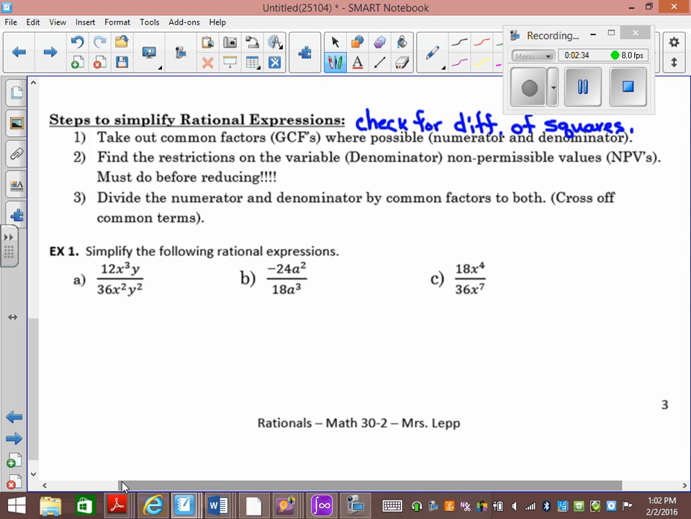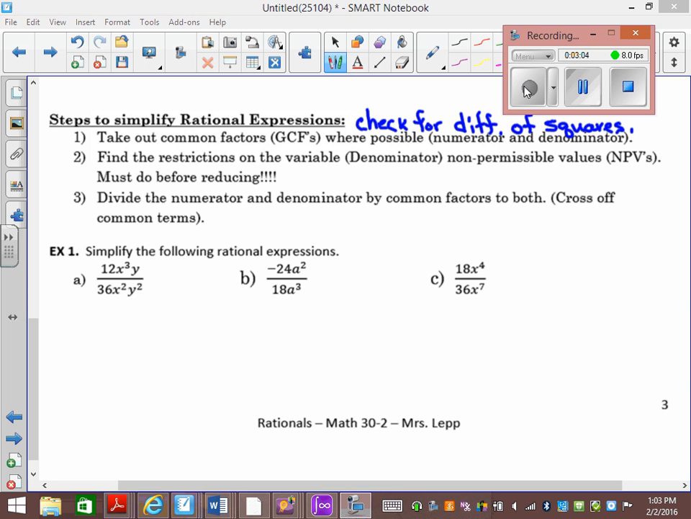Before you cancel anything off, before you say, hey, this is common in the top and the bottom, and you cancel it off, you have to state non-permissible values first, because you have to state non-permissible values for any value that was there or still is there. So before you cross off, you have to state NPVs. If you do it after, you might miss a non-permissible value, okay? So before you cross off, you slap your hand and you say, no, must find NPVs first. All right, so we need to find them before we cross off, and then once we've stated our NPVs, then we can cancel off anything on the top and the bottom that's the same.